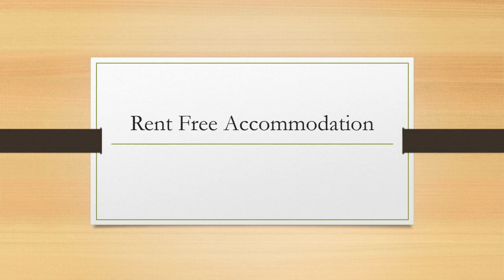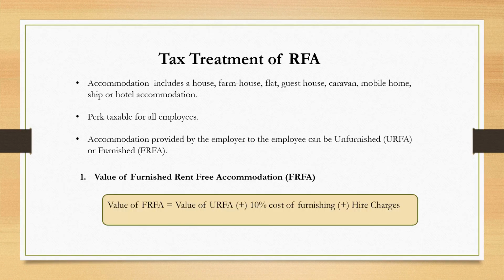Salary provided by an employer to an employee not only includes basic salary, allowances, and contribution to retirement benefits, but also includes perquisites or perks like rent-free accommodation, medical facilities, car, etc. Perks can be divided into three categories: perks exempted for all employees, perks taxable for all employees, and perks taxable only for specified employees. In this video, you will learn the taxability of rent-free accommodation.